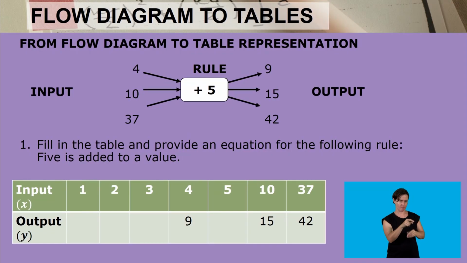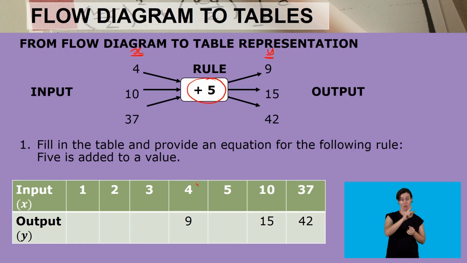So we can see there that the rule is to add 5. And when we're looking at our input values, we have been given there a 4, a 10, and a 37. And of course, when we add 5 to 4, we will get the output value of 9. When we add 5 to 10, we will get the output value of 15. And when we add 5 to 37, we will get the output value of 42. But now we need to take this flow diagram that we have already calculated and represent it in a table.